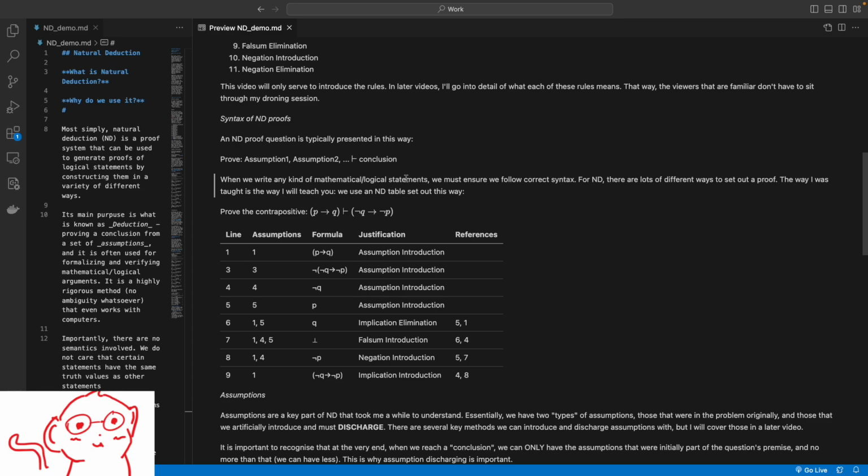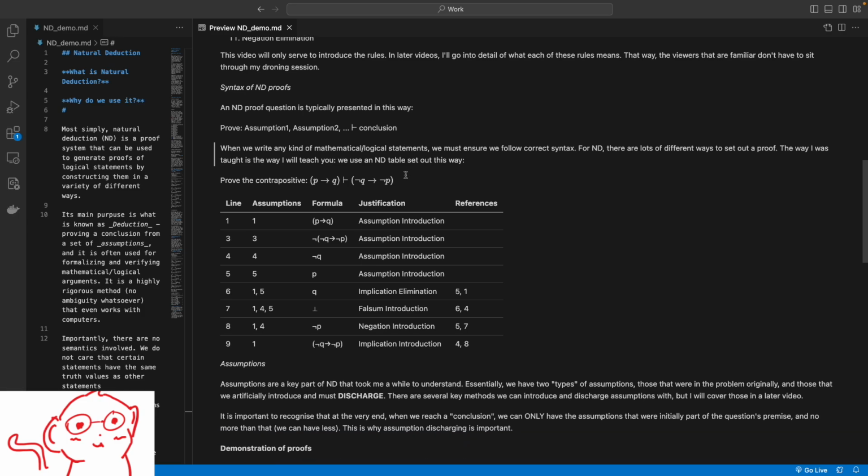When we write any kind of mathematical logic statements, we have to make sure that we follow the correct syntax. For natural deduction, there's many ways to set up a proof, and the way I was taught is the way I will teach you. We use what's called a natural deduction table. There are many different ways to set them out, and if you look on the internet, they will seem very messy. This is the way that I think is the clunkiest, definitely. It doesn't look very elegant, but you can clearly see what references were made, what assumptions are used, and that you start and end with the assumptions in your assumption set.